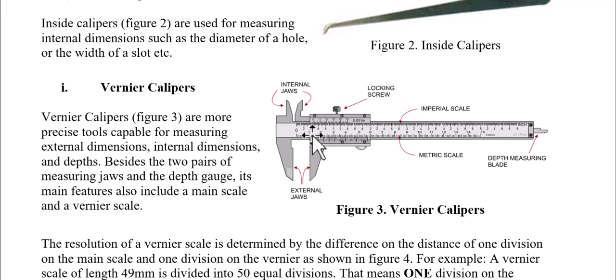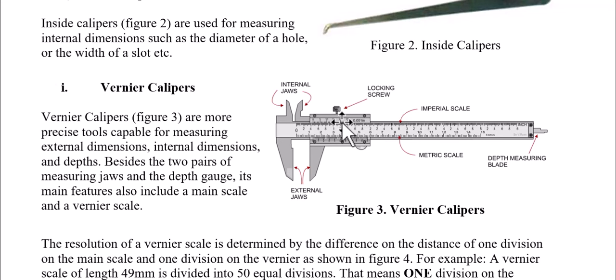Then we have a scale. We have two types of scales. We have a metric scale and an imperial scale, and we also have a main scale and a vernier scale. So to start with the main and vernier, the one starting from here up to here is known as the main scale. This one, from this point to that point, or from this point to that point, is known as the vernier scale.